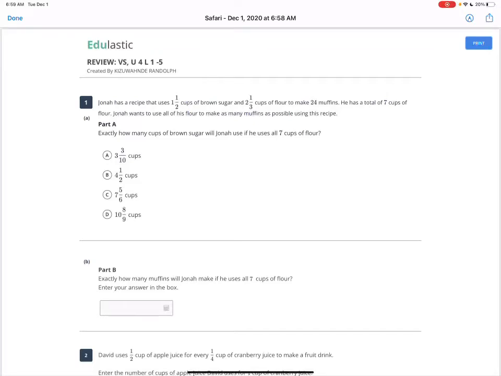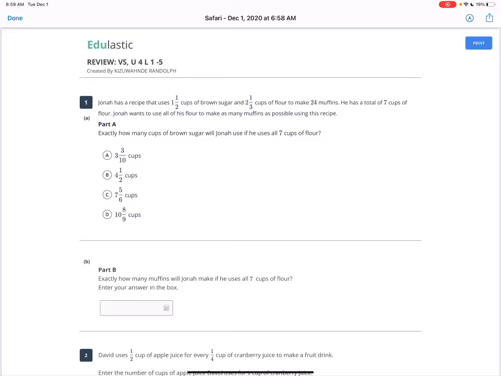Hi guys, today we'll be doing a review for the Virtual School Test, Unit 4, Lessons 1 through 5. Throughout the lessons, we found unit rate with fractions, the constant of proportionality with fractions and even decimals. So today in this review, I'll be tackling questions dealing with mixed fractions and with decimals as well. All right, let's look at number 1.